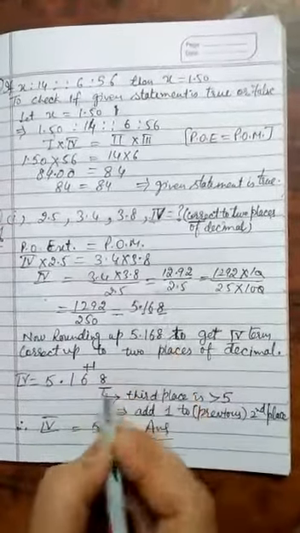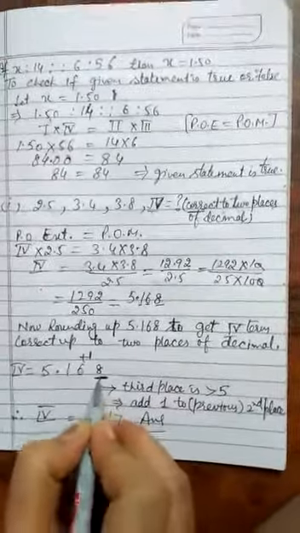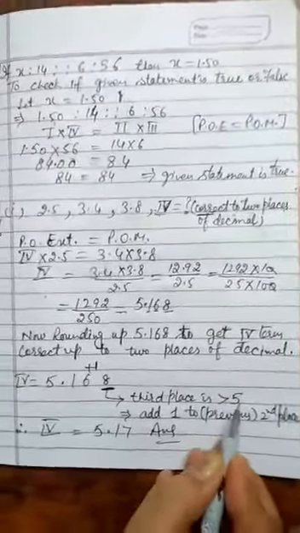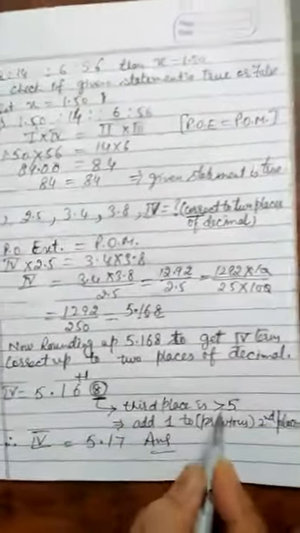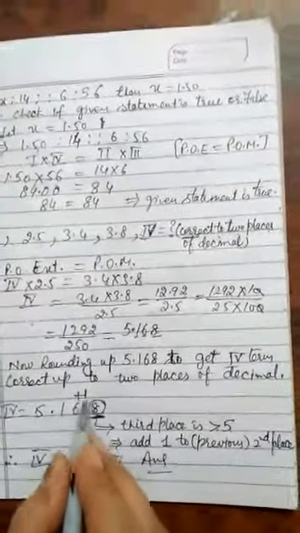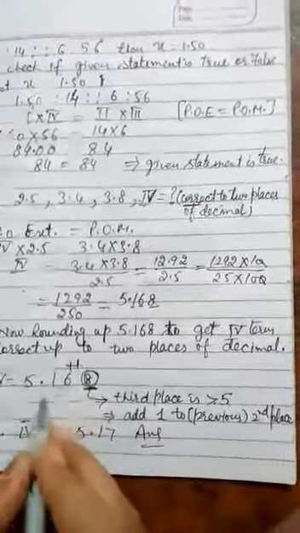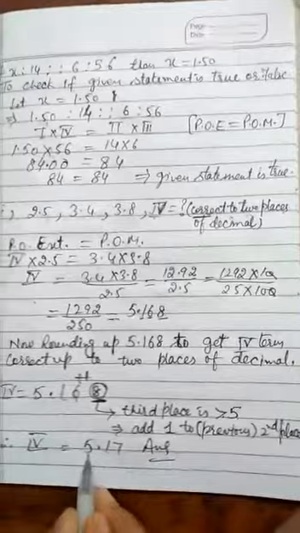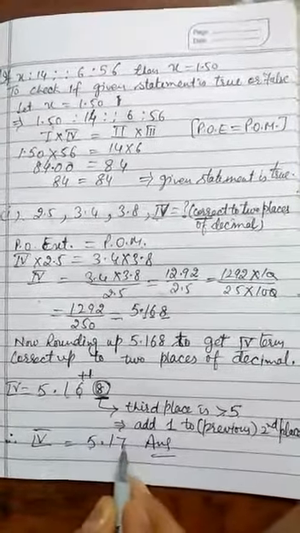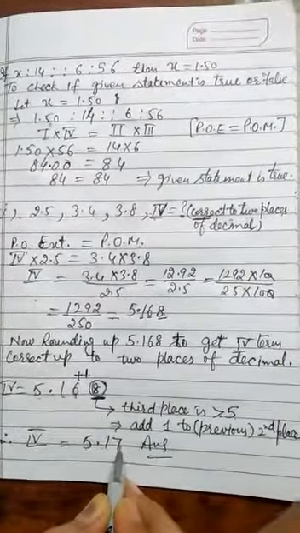What to do? Check the third place. If third place is more than 5, what you have to do? See here it is 8, means already more than 5. So what to do? Add 1 in the previous place. So you got 5.1, 6 plus 1, 7. So here 5.17 is the correct answer up to 2 places of decimal.